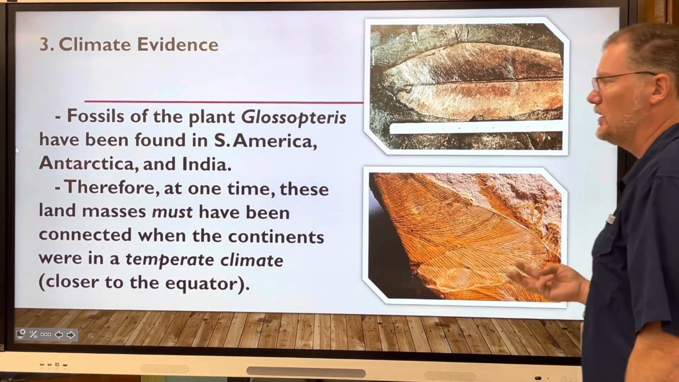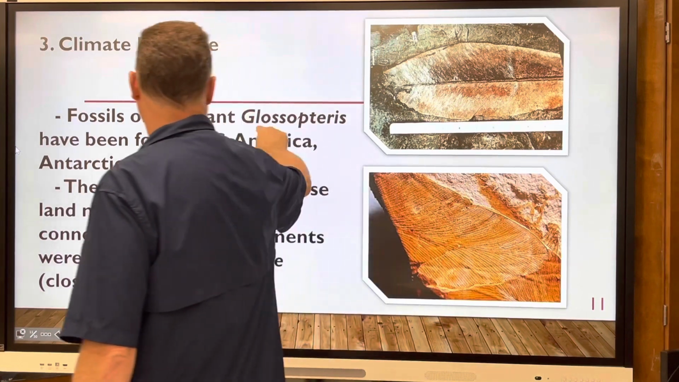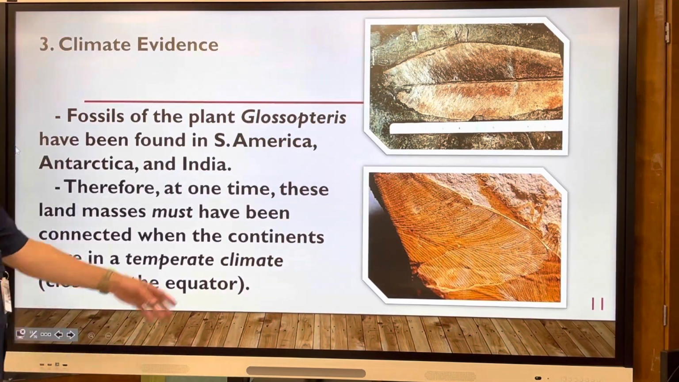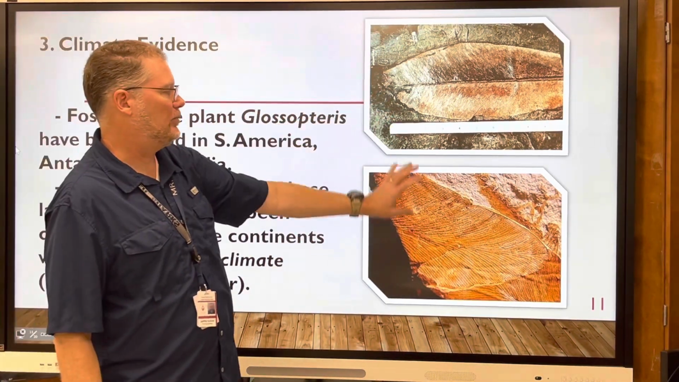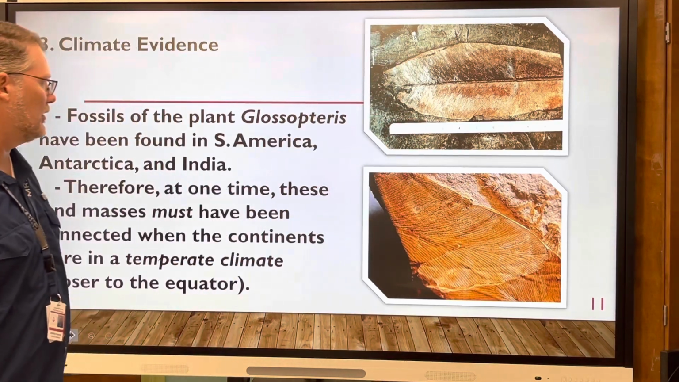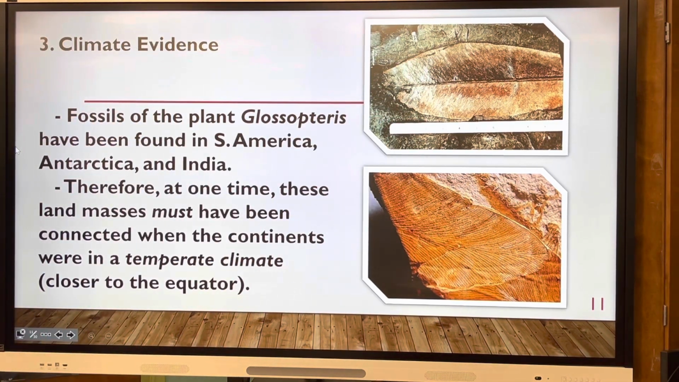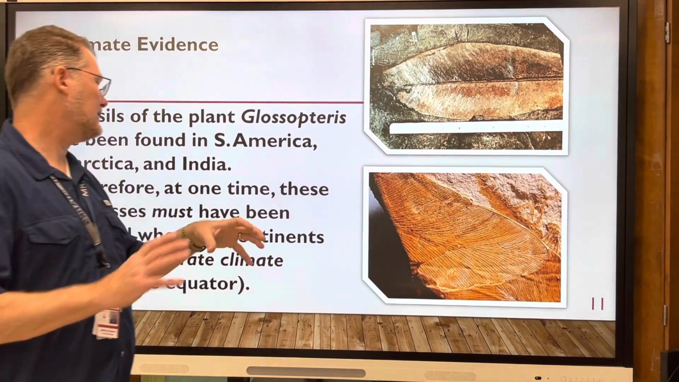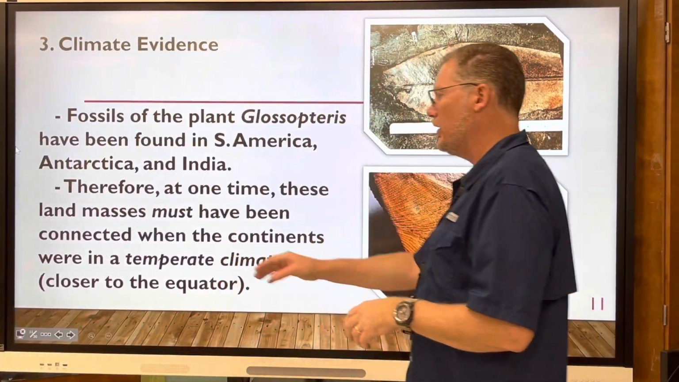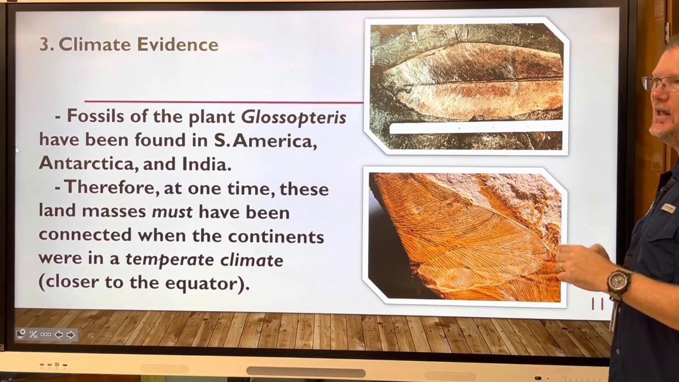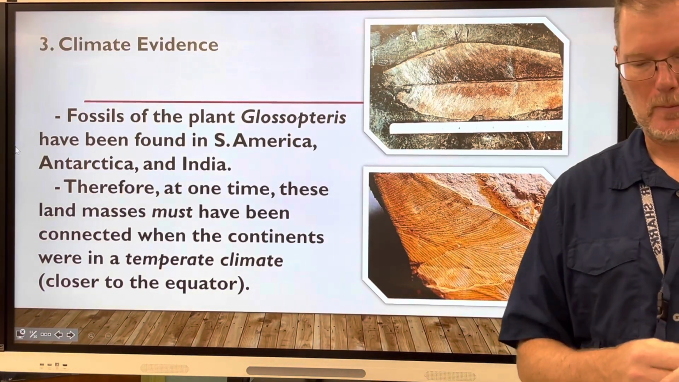All right, the third one is climate evidence, and we're going to go back to that Glossopteris plant again. So these are actual fossils from that plant found in different parts, different continents. So at one time, these land masses must have been together in a more temperate climate. That means closer to the equator.